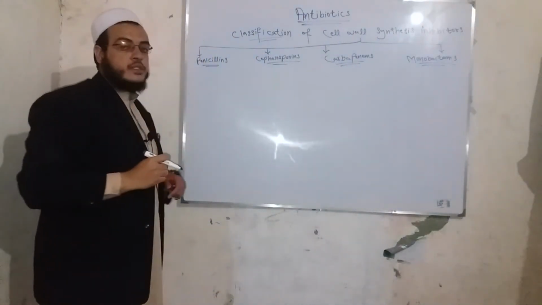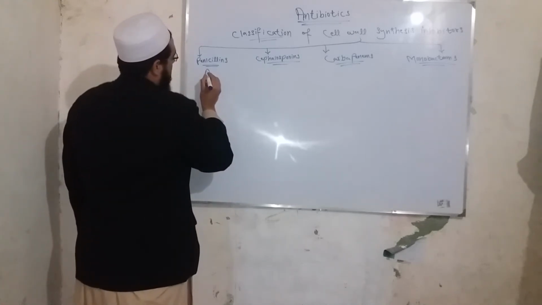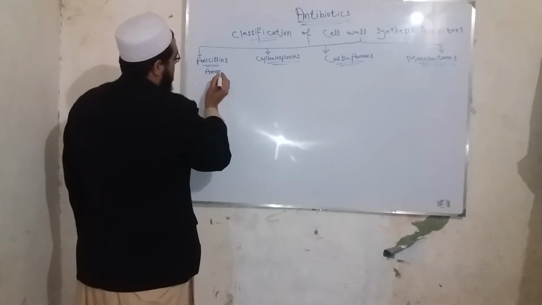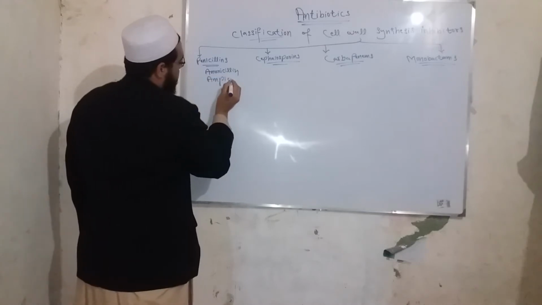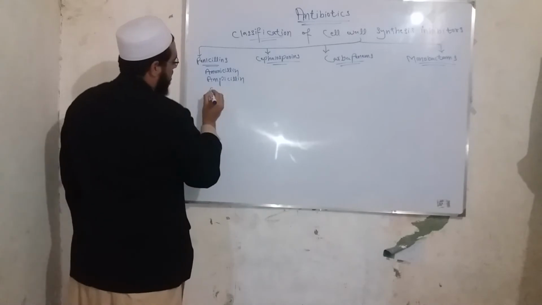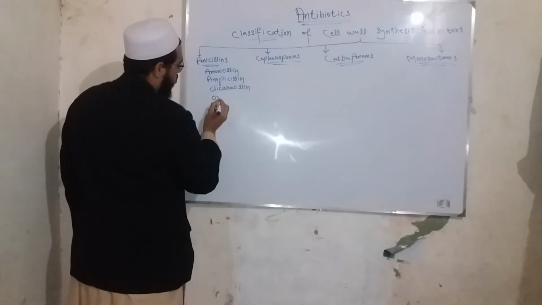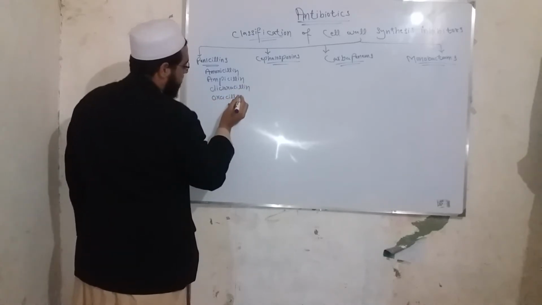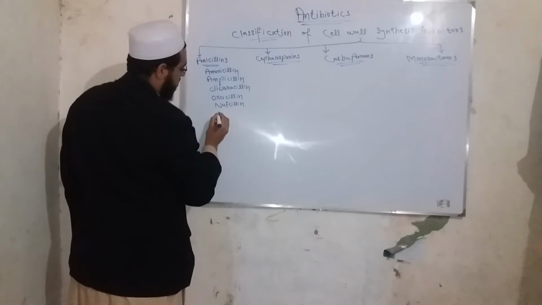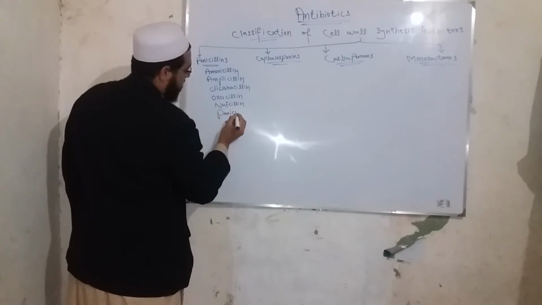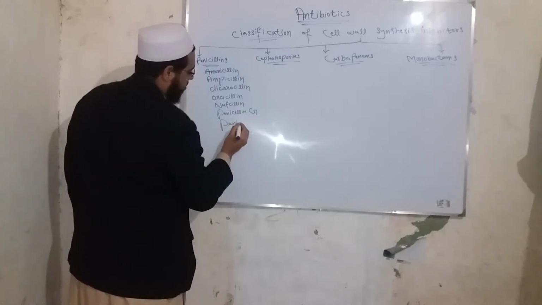Now, which drugs are present in penicillins? Amoxicillin, ampicillin, dicloxacillin, oxacillin, nafcillin, penicillin G, and penicillin V.